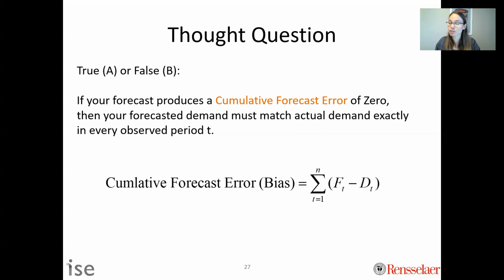And so sometimes this cumulative forecasting error is used. It's oftentimes used in marketing or sales, where it doesn't necessarily matter day to day. I just need to meet my sales target over like a yearly time frame. So in those cases, you kind of want the cumulative measure.